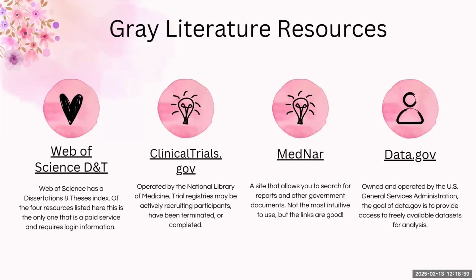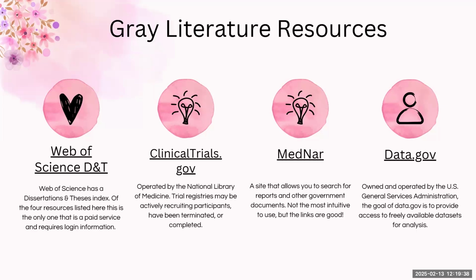So the first one is the Web of Science DNT, which stands for Dissertations and Theses Index. Once again, this is going to index only dissertations and theses. It is a paid resource, and it is the only one listed here that is paid. So you access it through the University of Kentucky. Next, we have clinicaltrials.gov. This is operated by the National Library of Medicine. Same thing, where it is going to provide you with trial registries of recruiting active participants, terminated or completed.